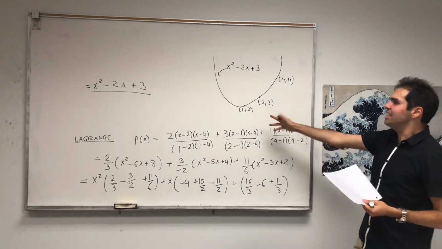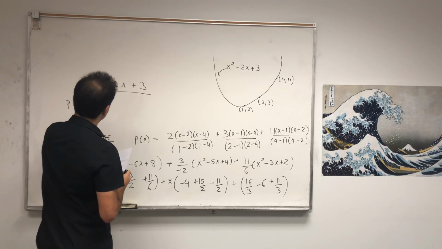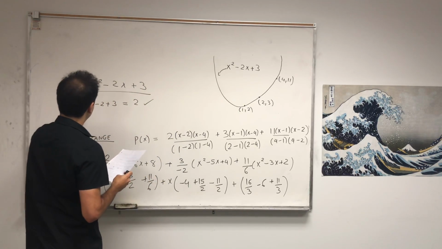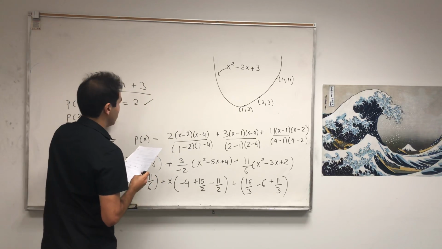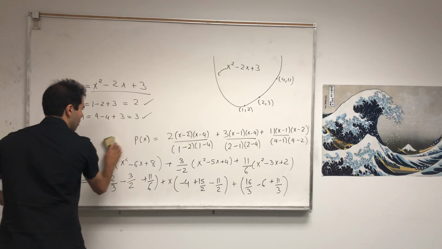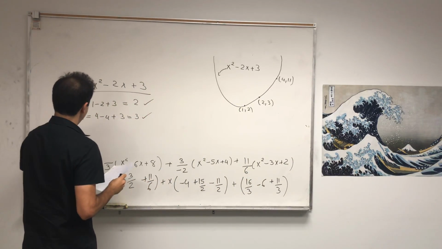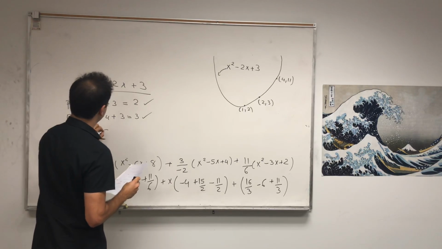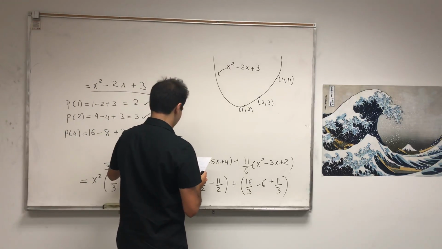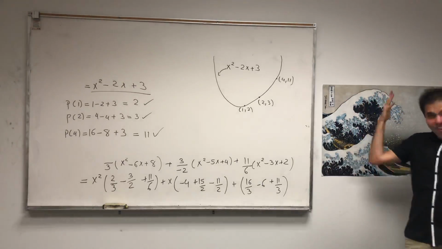And you can indeed check that it goes through those points. So P of 1 would be 1 minus 2 plus 3, and that is 2, just like we wanted. P of 2, it's 4 minus 4 plus 3, which is indeed 3. And maybe the non-obvious one, P of 4, that's 16 minus 8 plus 3, and then drum roll, that's 8 plus 3, which is 11. Okay, so you see it works.